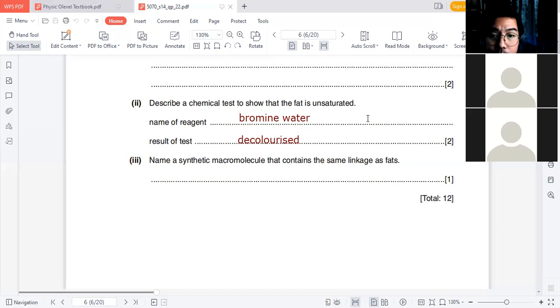Now name a synthetic macromolecule that contains ester linkage. What is that? Fats are esters, so you can use polyester. Polyester is one of them. You can also mention Terylene. Those are two things you can mention, but I will go for polyester anyway, because it is an ester, many ester linkages. So I'll go for polyester. Okay, so it's good.